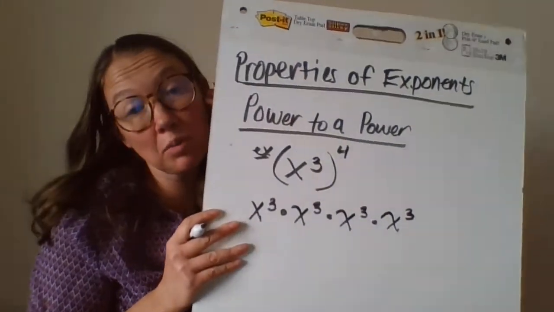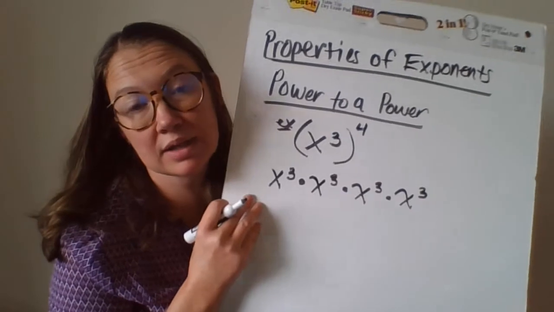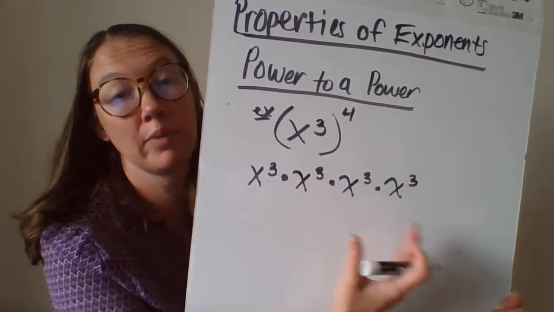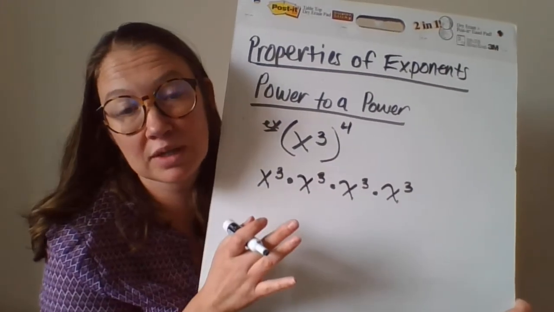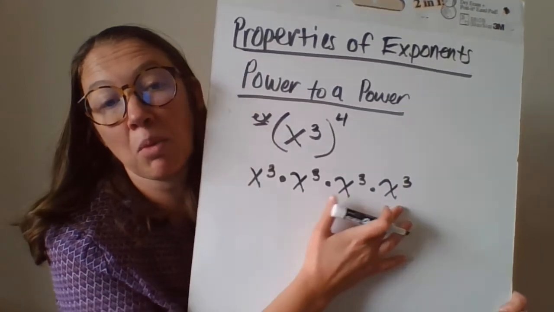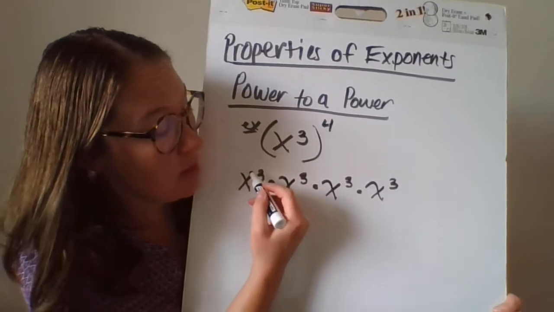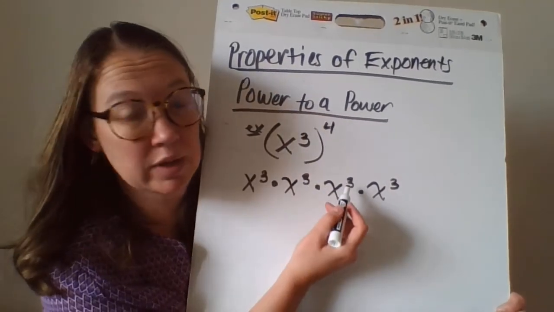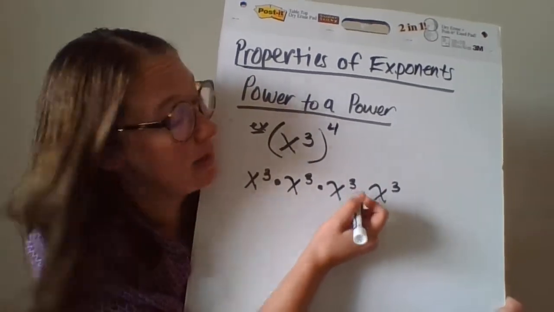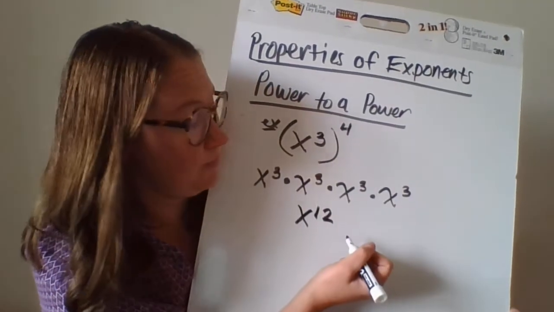Now, if you go back to our multiplication lesson, you'll realize that if I wanted to, I could expand this even more and put x, x, x, x, x, x all the way across. But since we don't need to do that anymore, we know that if we have the same base and we're multiplying, we add all these exponents together. So this is going to be 3 plus 3 plus 3 plus 3. Well, 3 plus 3 is 6, 6 plus 3 is 9, and 9 plus 3 is 12. So this is x to the 12th power.